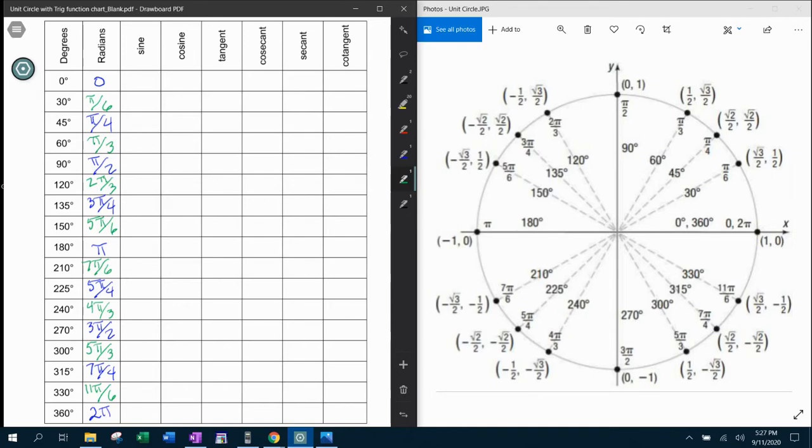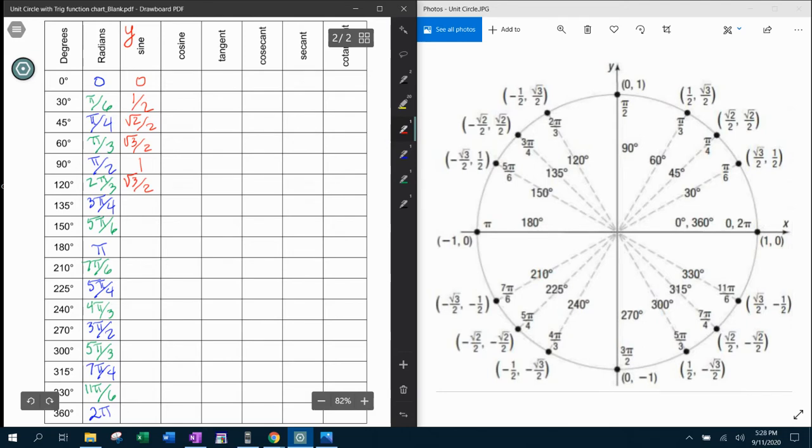Now we're going to fill in the sine column. If you didn't know this, in the unit circle, sine is y. So we're going to go around the unit circle and grab all of the y coordinates. Starting at 0 degrees, y is 0. And then a half, square root of 2 over 2, square root of 3 over 2, and 1. That's the first quadrant sine values. All you have to do is grab the y coordinate for each one of the ordered pairs at the given angle. And then we keep going.